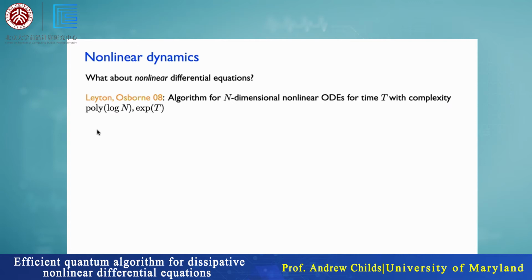And they actually showed how to do this already in this 2008 paper. They showed that you could get complexity that's polynomial in the log of n. But the problem with their approach is that if you want to handle an ordinary differential equation that you want to evolve for time t, then the complexity of their approach will actually be exponential in t. So that means that in practice, you can't consider dynamics that run for very long because the cost is exponential as a function of that time.